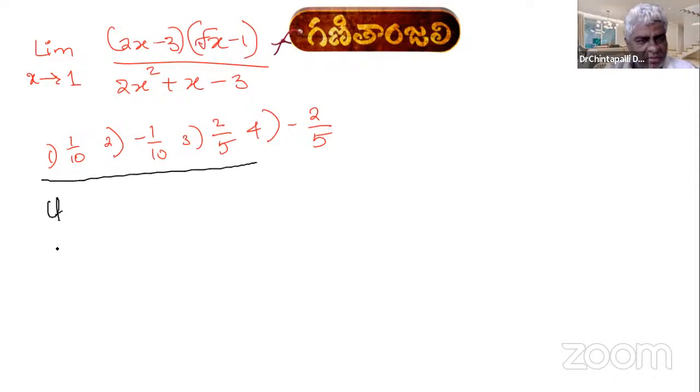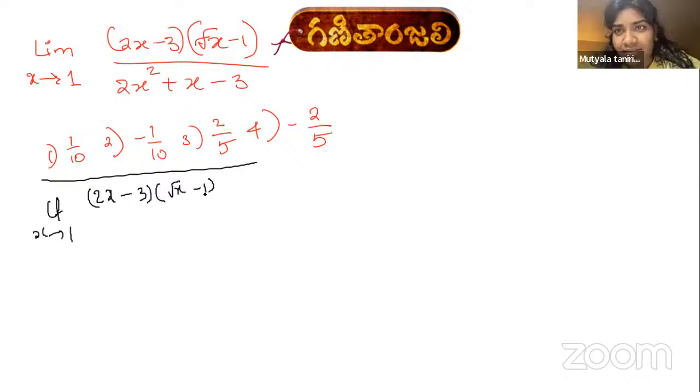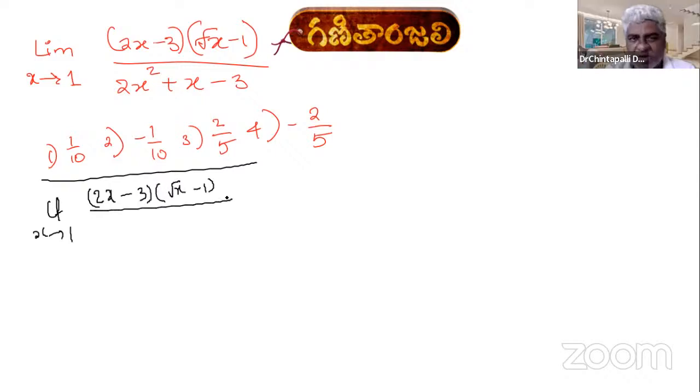Limit x tends to 1. Today there is a fest in our college, not in our college, with my college students, on the college campus. Root X fest, that means a farewell party, something like that.